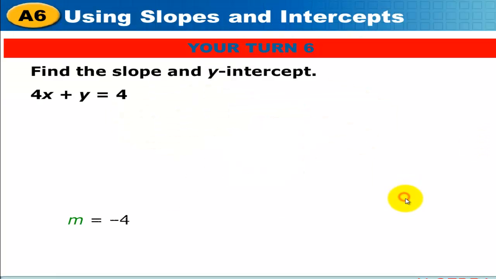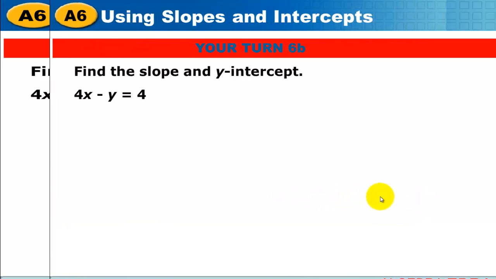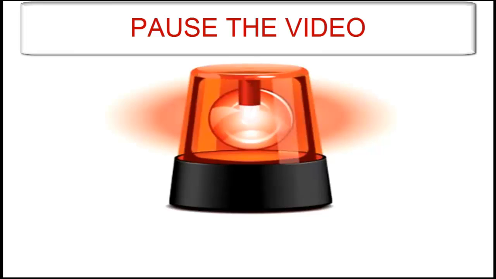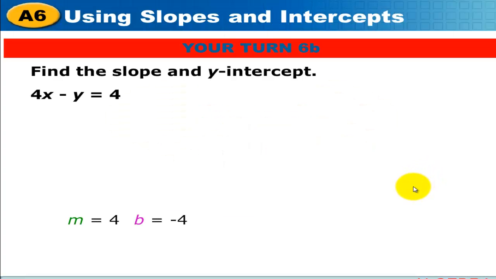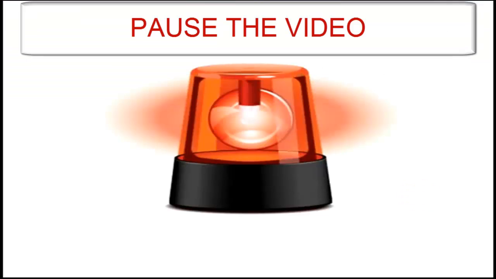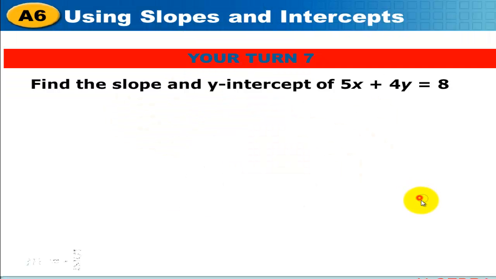The answer is slope equal to negative 4 and y-intercept equal to 4. Again, for this problem, pause the video and solve for slope and y-intercept. The answer is slope should be equal to 4 and y-intercept should be equal to negative 4. Next question, pause the video and solve for the slope and y-intercept. The answer is slope equal to negative 5 over 4 and y-intercept is equal to 2.